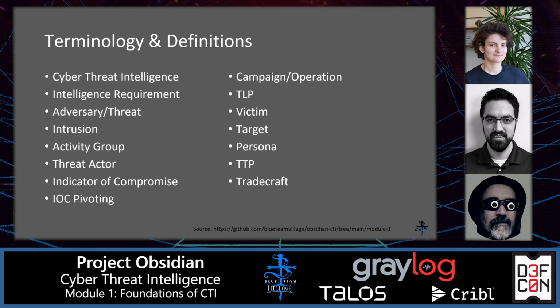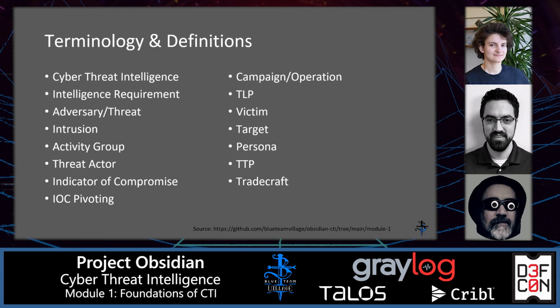An activity group, that's a grouping of intrusions that have something in common. So it could be infrastructure, same victim, same adversary, etc. That meets some kind of analytical requirement. A threat actor, that's a threat that's responsible for an intrusion that's tracked across different intrusions. So you can group intrusions based on identity of the threat actor. Campaign or operation, that's the adversary's mission.